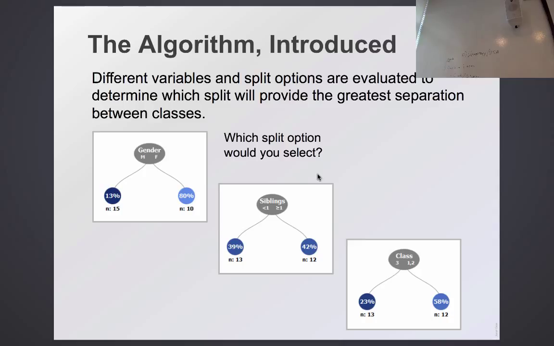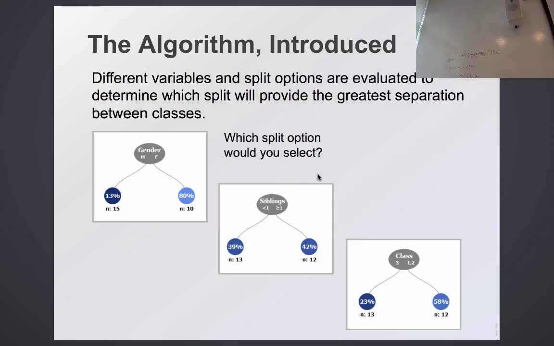When this says 80%, that means of the 10 females, 8 of them live, 2 of them die. I just want to make sure that's pretty clear. Up here, 13% means of the 15 people, 2 of them die. That's how we interpret that. So you're saying gender because it gives the most definitive split. Okay. Does anyone disagree? Just curious.